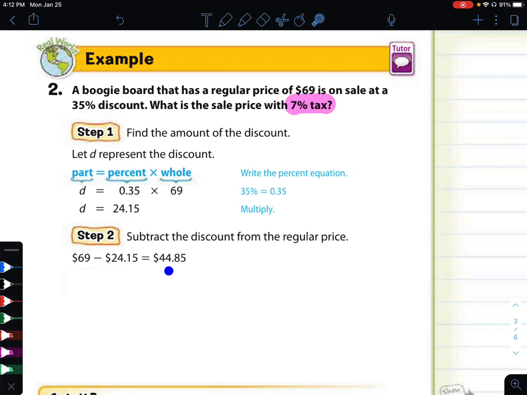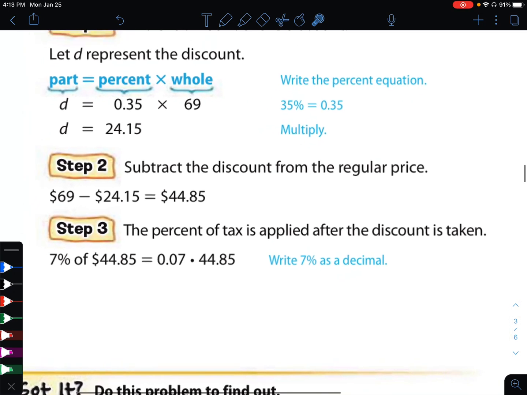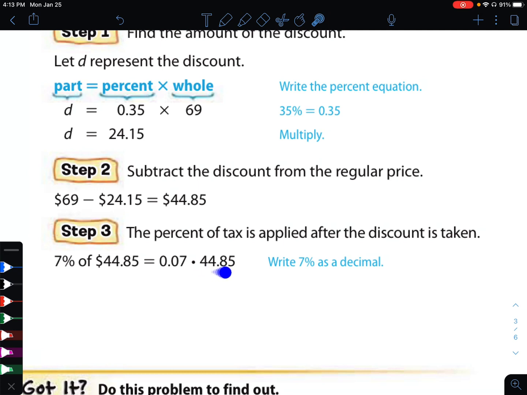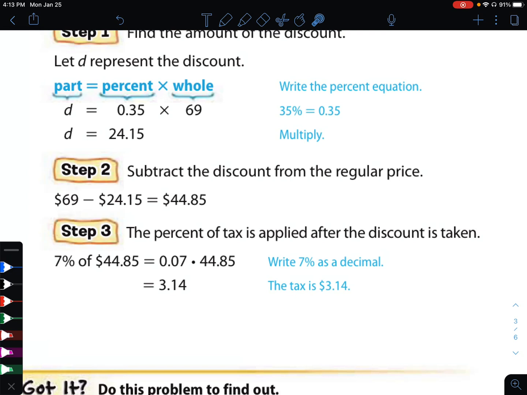After we get our sale price, we get the tax. So that becomes step number three. The percent of tax is applied after the discount is taken. So we get $44.85. Again, we ask the question, what is 7% of $44.85? 7% is 0.07. Multiplying 0.07 times 44.85, we get the product of $3.14.